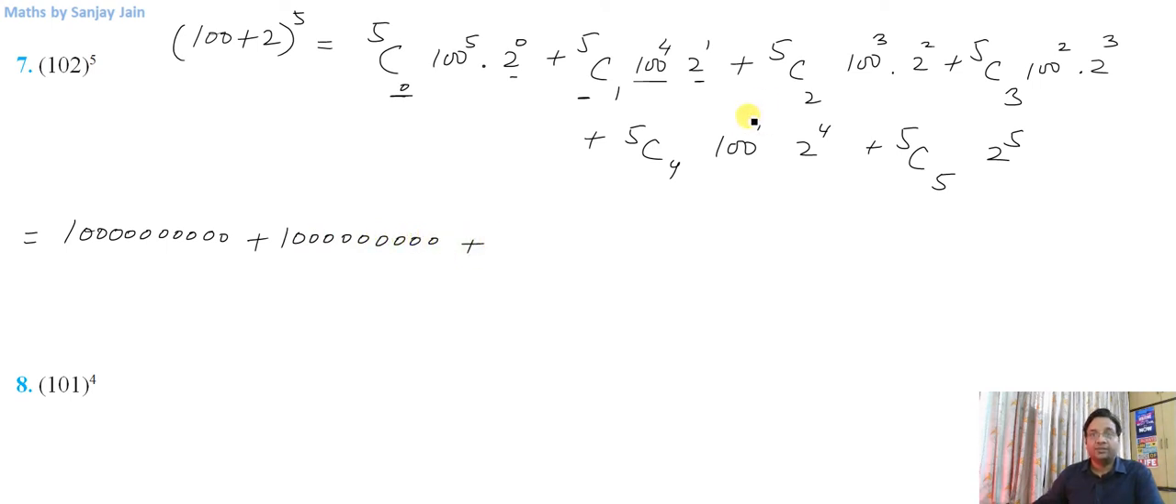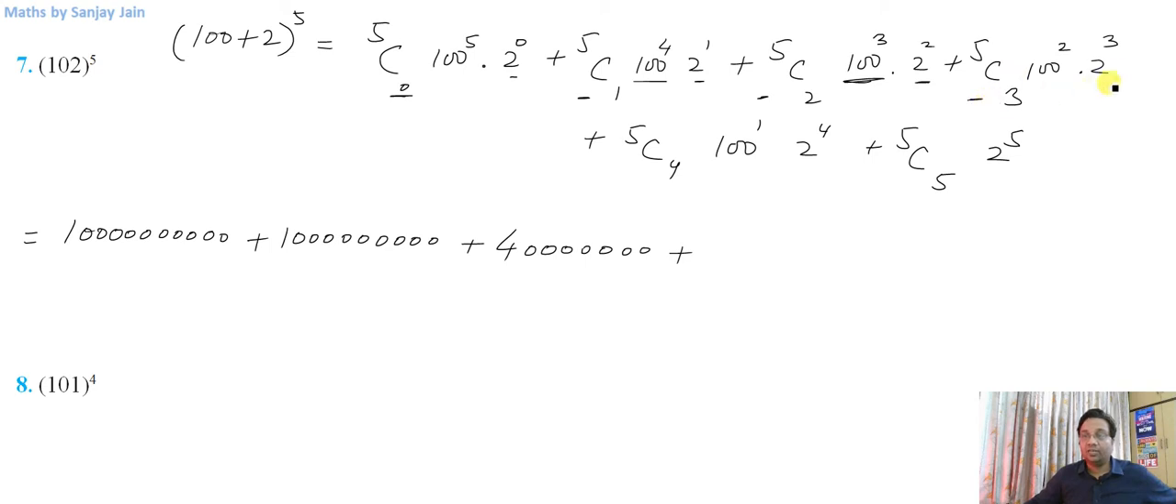Plus 5c2 is 10. 10 into 4 is 40. And then there are these 6 zeros. So 4 followed with 7 zeros: 1, 2, 3, 4, 5, 6, 7. Because 40 into then 6 zeros, so 4 followed with 7 zeros.